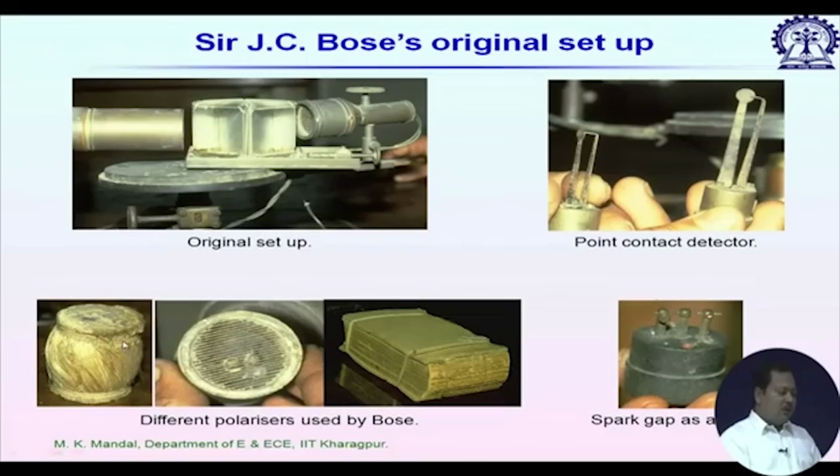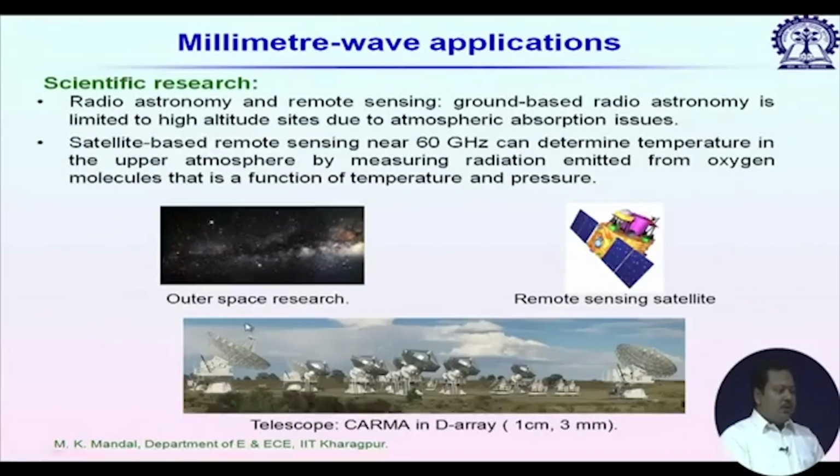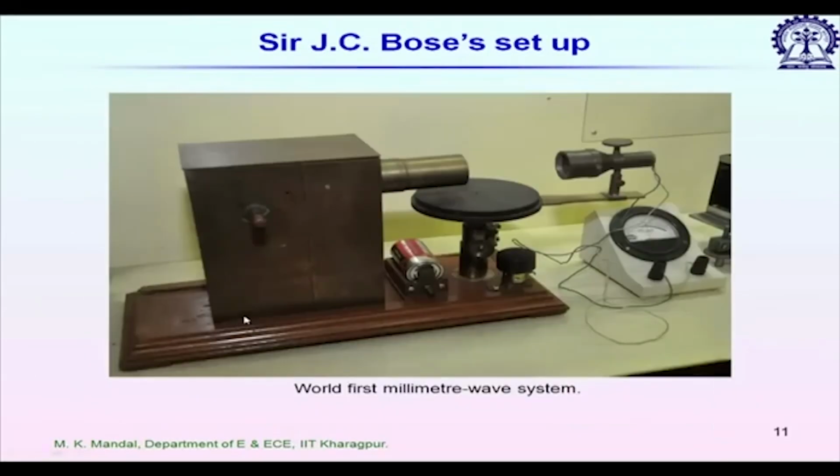He also designed another polarizer. This is made of jute, and inside he used different wires. So, we see that even in 1895, a long time back, J.C. Bose in Kolkata designed the world's first millimeter wave system.